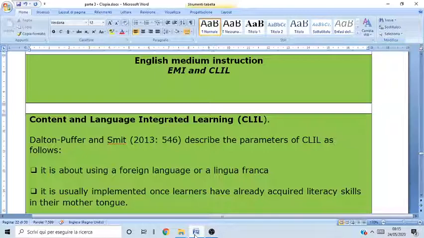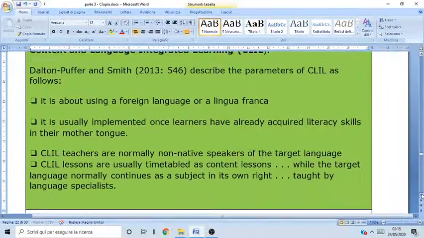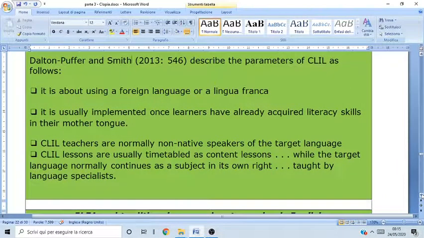And so Dalton-Puffer and Smith, I have to check, I think it's Smith, describe CLIL in this way. So the aim is all about using English within the field of English as a lingua franca, or as a foreign language. And the thing is that you can start teaching other subjects through English, according to these scholars, once the learners already know something about the subject in their mother tongue. What happens with CLIL is that usually teachers are non-native speakers of English.